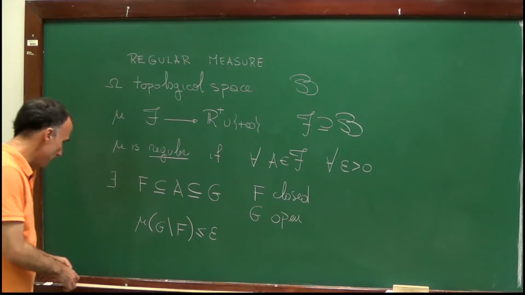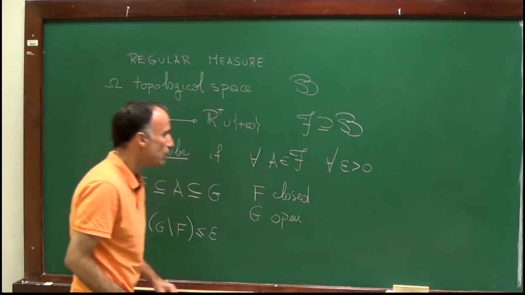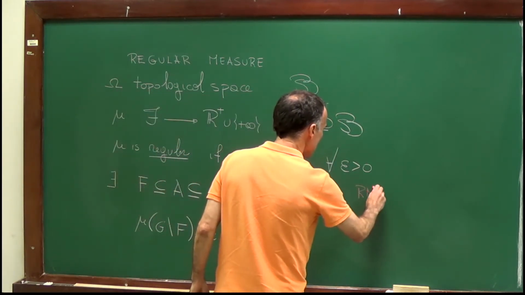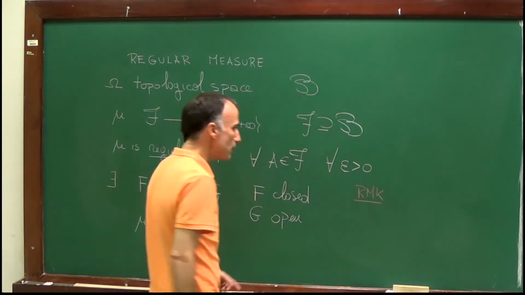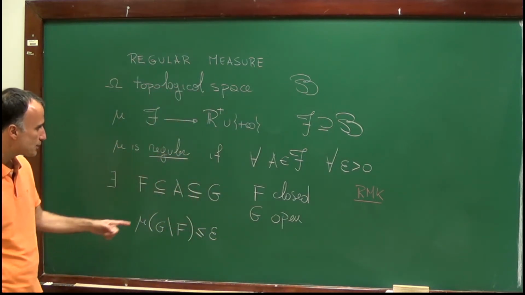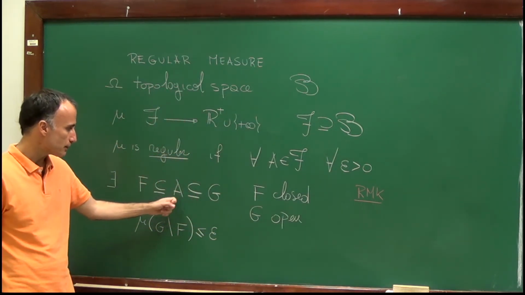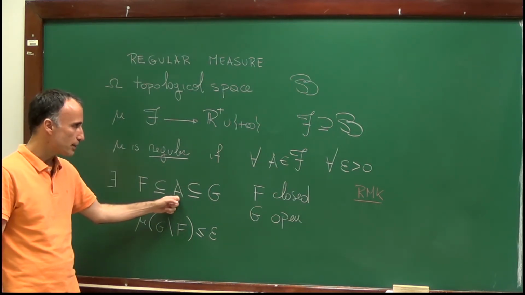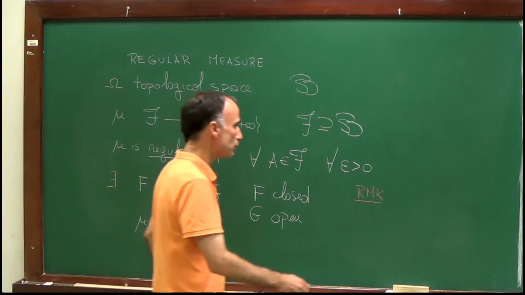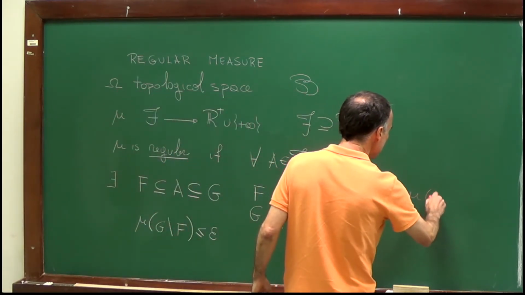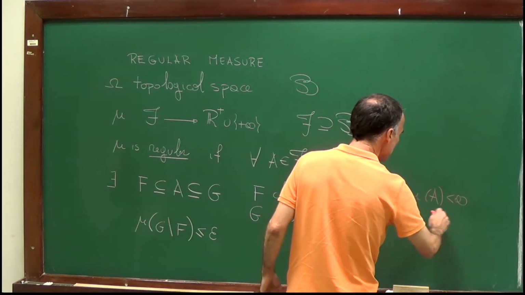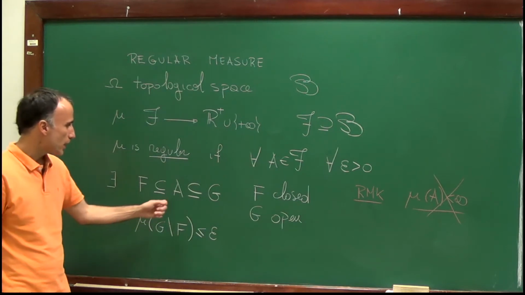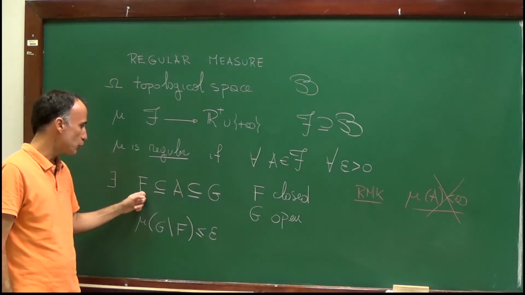Then let me do, before we continue, two remarks which are important. The first remark is that if you remember in the previous theorem, I assumed that the measure of A was finite. Note that here we are not assuming that the measure of A is finite. So in order for a measure to be regular, we have to approximate any set by open and closed sets.